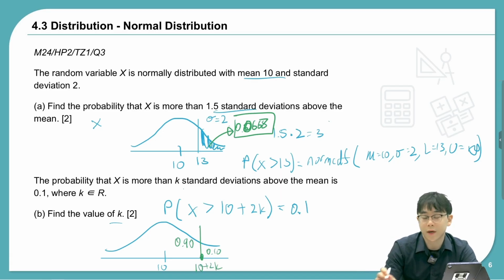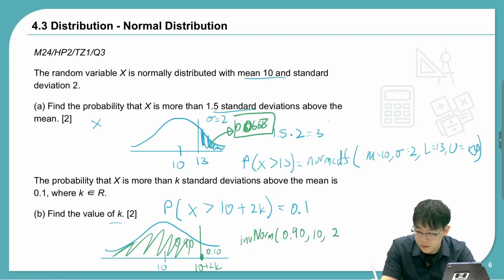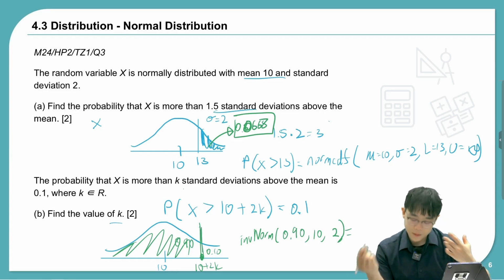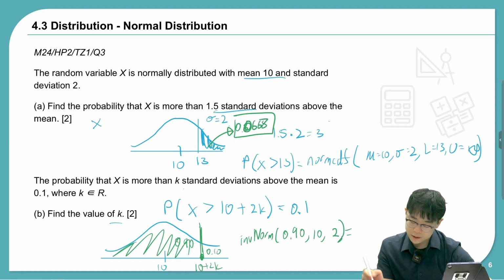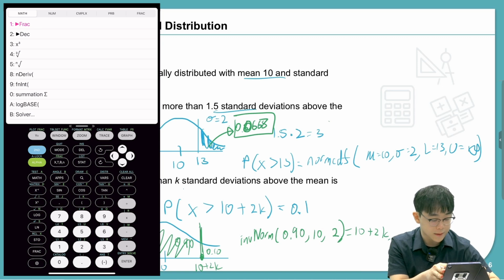So the feature on the calculator we want to use would be the inverse norm, because what the inverse norm does is it takes the area to the left, the left tail area. So you would just put in inverse norm, area is 0.90, and then you would enter the mean and the standard deviation of the curve. And that would give you the boundary value here. So if I have a normal distribution of mean 10, standard deviation 2, and the left area is 0.9, what would my value have to be? That would be 10 plus 2k. Okay. So let's look at what the calculator gives us.